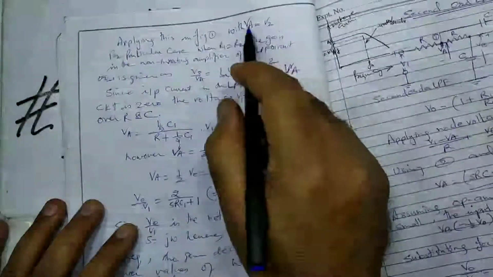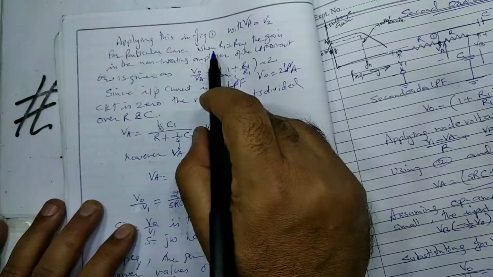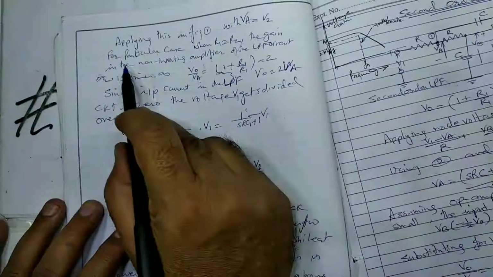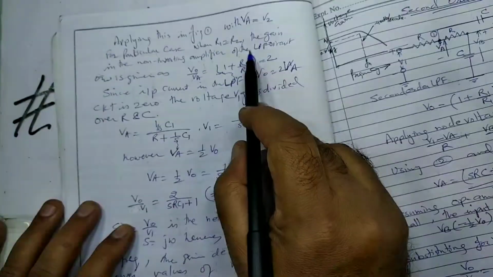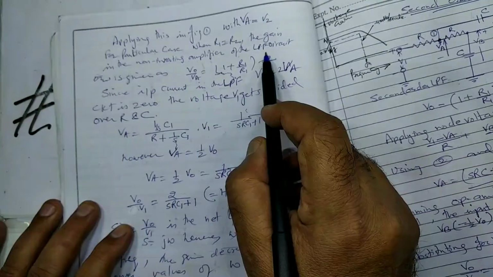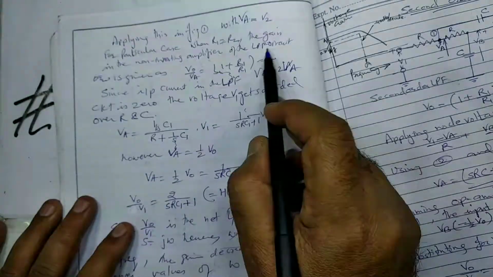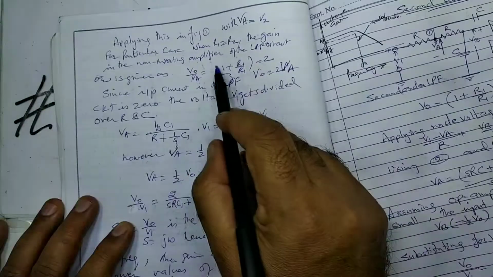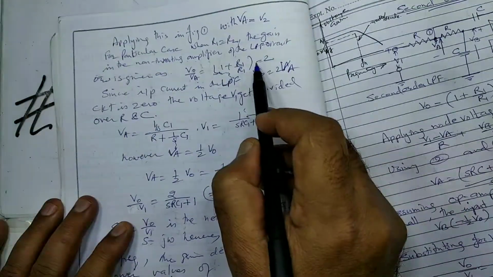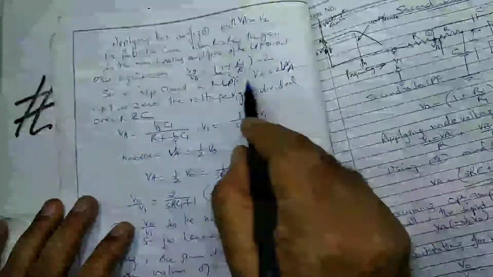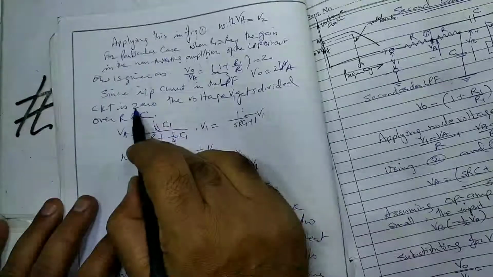Now applying this in figure 1 with VA equal to V2, for the particular case when R1 is equal to R2, the gain of the non-inverting amplifier of the low pass filter is given as VO by VA equal to 1 plus R1 by R2, which is equal to 2. So VO is equal to 2 VA.